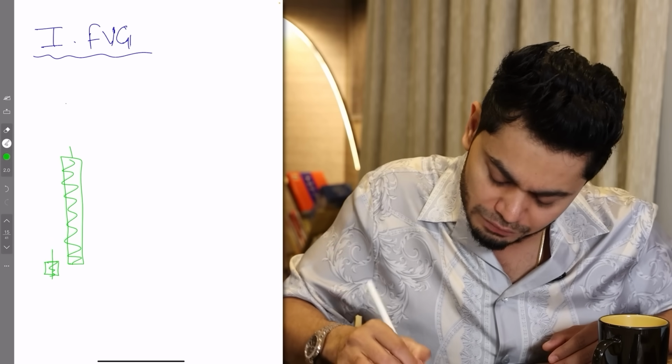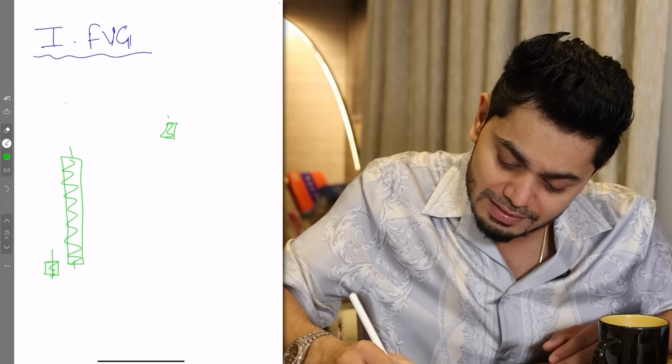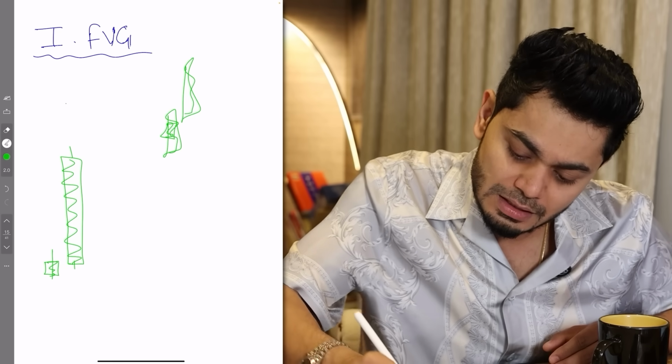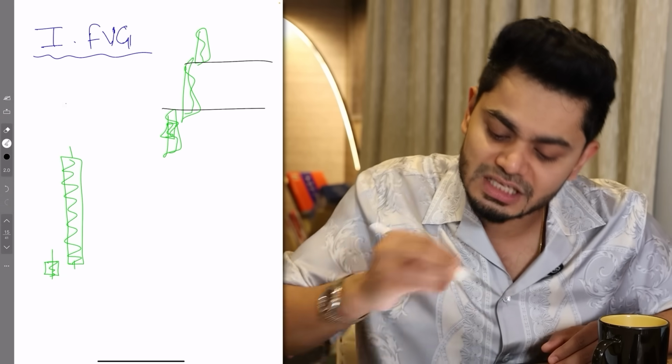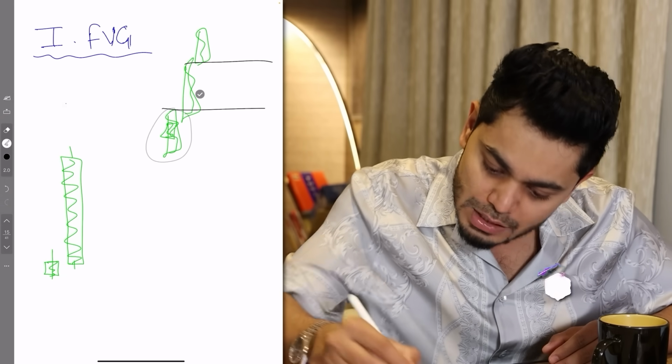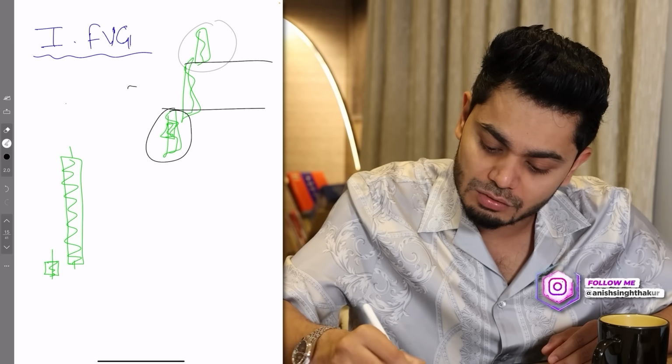Otherwise, see, fair value gaps are formed like this as well. There was a candle like this, then a candle like this was formed. Then such a candle formed. So here too a fair value gap was created. But these examples don't work that well. Your first and third candles should be small and the middle second candle should be quite large.